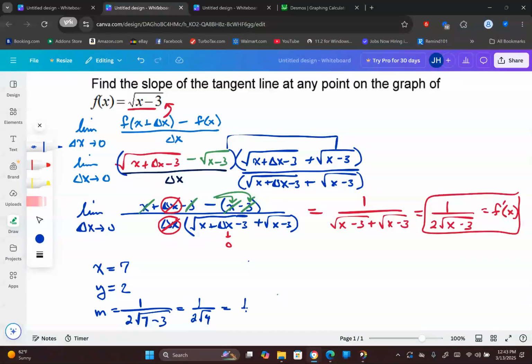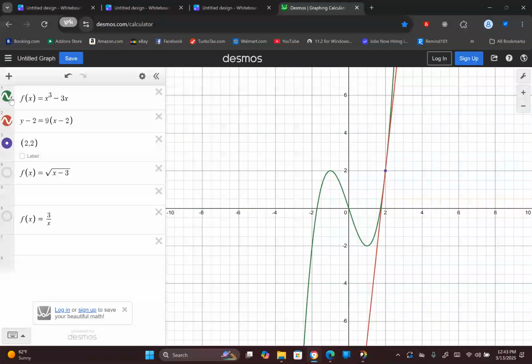So this would end up being 1/4. So my tangent line would be y minus the y value equals my slope times x minus the x value. Now again, what I'm going to do here is show you what this graph looks like, and I'm going to show you that we actually found the correct derivative.